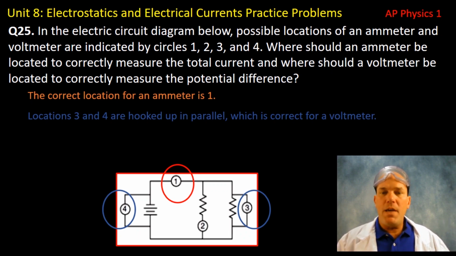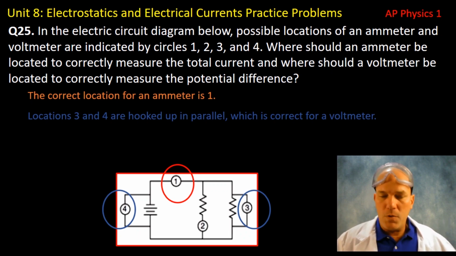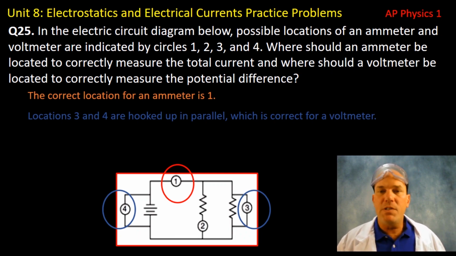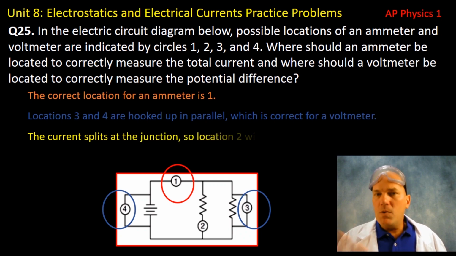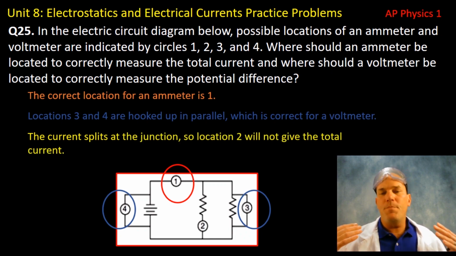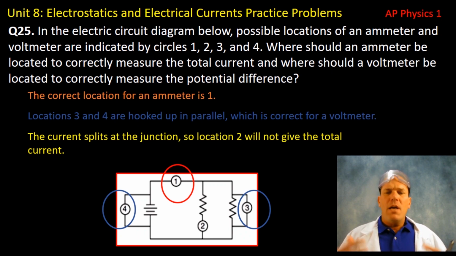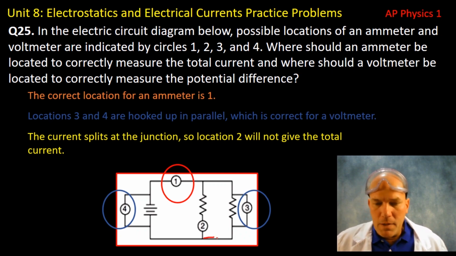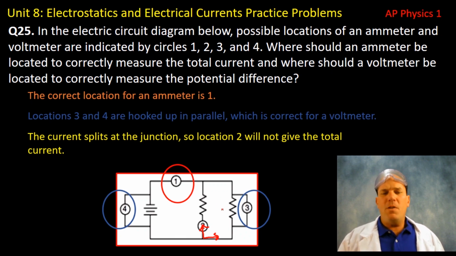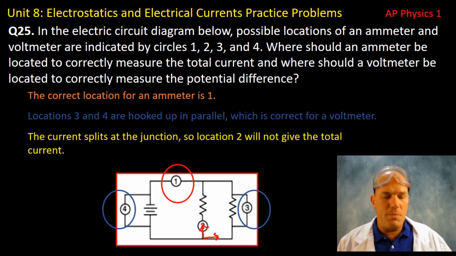And notice how they are in parallel. They are across an element. One is across the resistor, one is across the battery. And also to reiterate, location 2 doesn't work for an ammeter because it's not going to give you the total current, because we have some current going this way and some going this way, depending on what the values for these resistors, which we are not given in this problem.